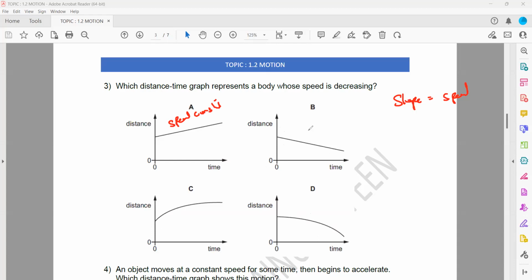Whenever it's a straight line, it shows that speed is constant. And here, the angle with the x-axis is increasing, which means the speed is increasing. But what about C? The angle with the x-axis shows the speed of an object. In the beginning it is much steeper, and as the object moves this angle is decreasing. So in a distance-time graph, when the angle decreases, it means the speed is decreasing. And when the speed is decreasing, the object is decelerating. So C will be the right answer.